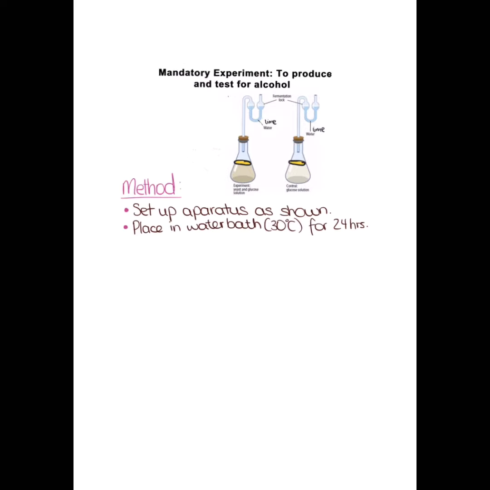Once the apparatus is set up, you need to place both conical flasks into a water bath for 24 hours at 30 degrees Celsius. After 24 hours, take out the apparatus and observe the results. You can see that something clearly happened in the test flask. You could see bubbles of CO2 in the fermentation lock and the lime water had turned milky.